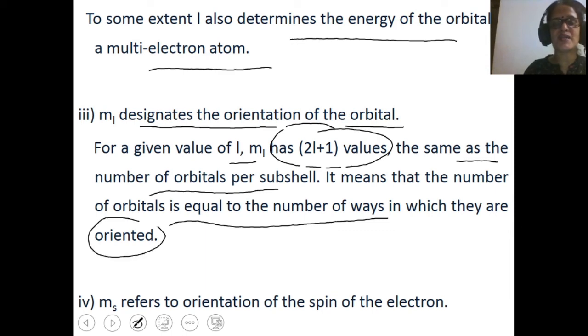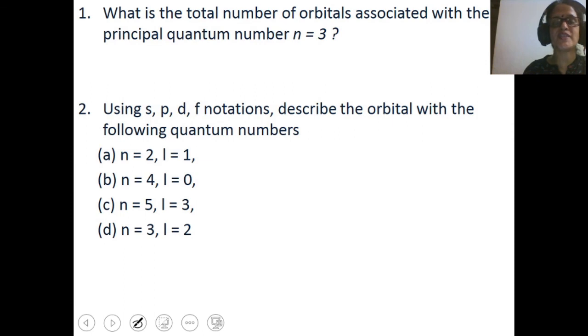Finally, I am coming to the last quantum number, which is ms. ms refers to the orientation of spin of the electron. So ms represents whether an electron is moving clockwise or anti-clockwise.